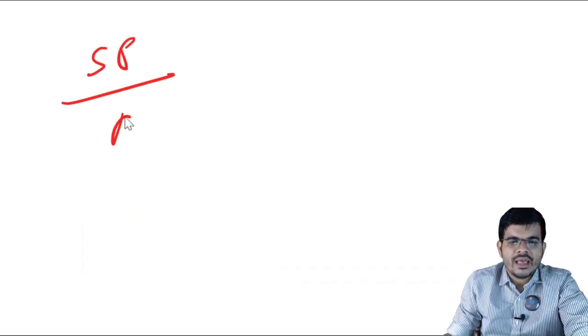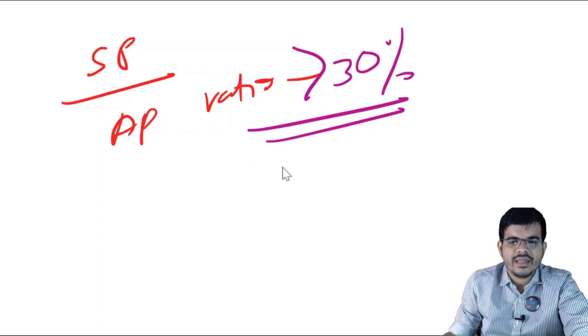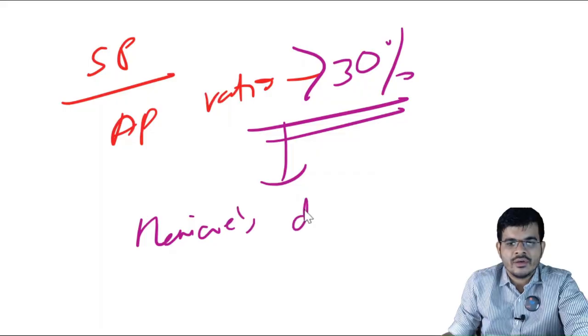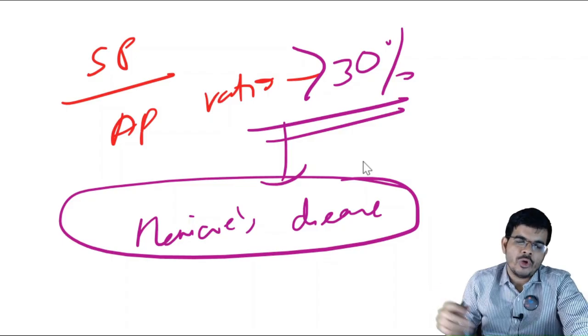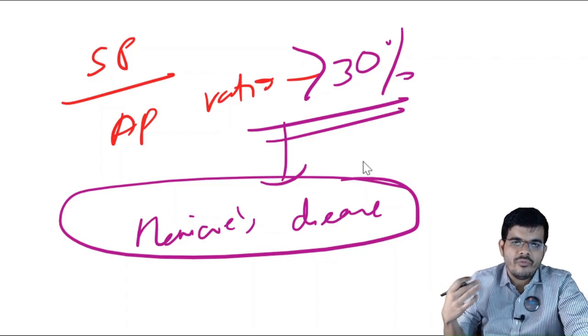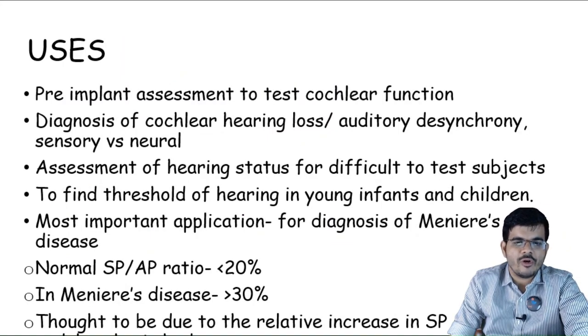Okay, so what are the things that you look for in the electrocochleography? You are looking for the SP by AP ratio, and this SP by AP ratio should be more than 30%. Okay, more than 30%. That is diagnostic of Meniere's disease. Okay, why is it so? In Meniere's disease, the summating potential will occur normally, but the action potential will be delayed because of the dyssynchronous response of the hair cells. Okay, so SP by AP more than 30% is diagnostic of Meniere's disease.